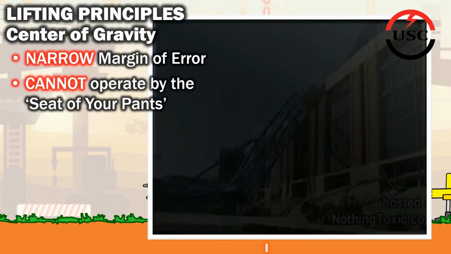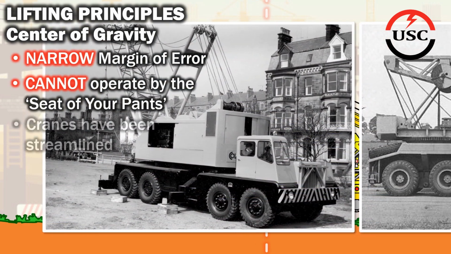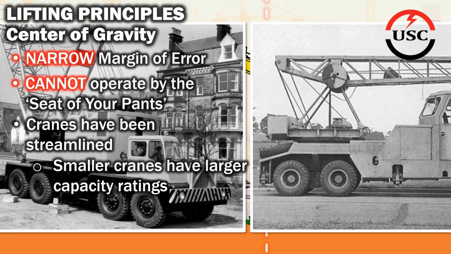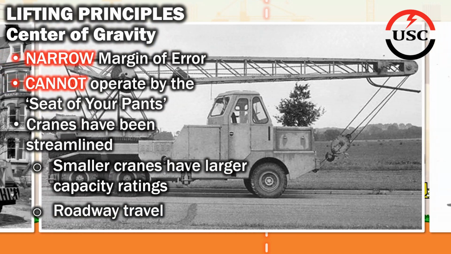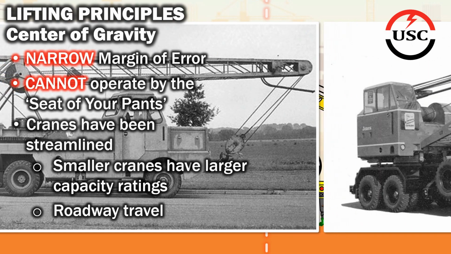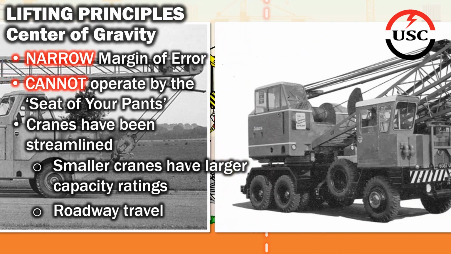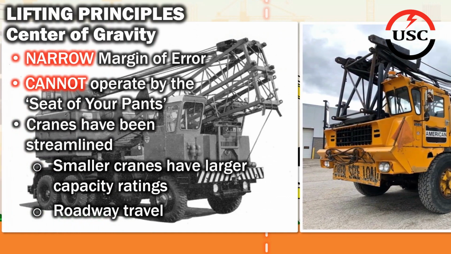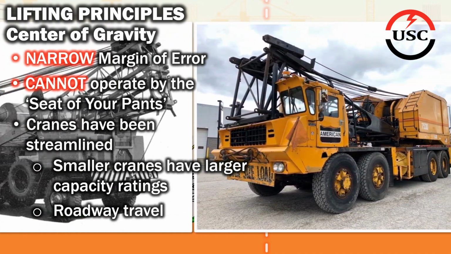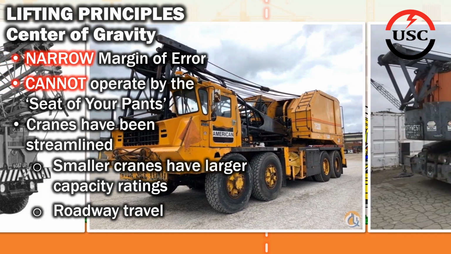Over the past decades, excess crane weight and bulk has been removed from the crane, which has allowed smaller cranes to pick more weight and allowed for easier and legal mobility over DOT-regulated roadways. In other words, if an operator of yesteryear passed through the fabric of time, was placed in the seat of a modern crane, and attempted to operate by the seat of his pants, the result would be a buckled boom or, more likely, a toppled crane.